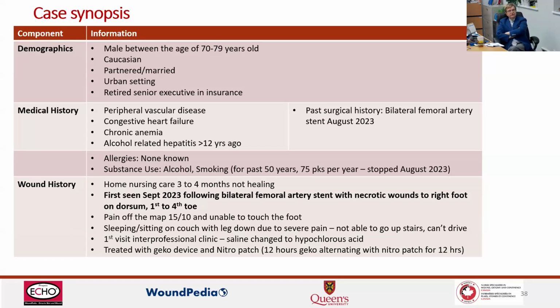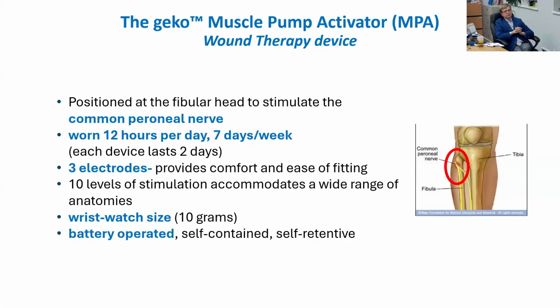Pain off the map, 15 out of 10, unable to touch. He slept sitting on a couch with the leg down due to severe pain. Not able to go upstairs and can't drive. First visit, he was changed from saline compresses to hypochlorous acid. Treat it with the Gecko device, and I'll show you what that is, and a nitro patch. So 12 hours a day of Gecko and 12 hours a day of nitro patch. And next slide. And we moved his nitro patch from his chest down to his foot.